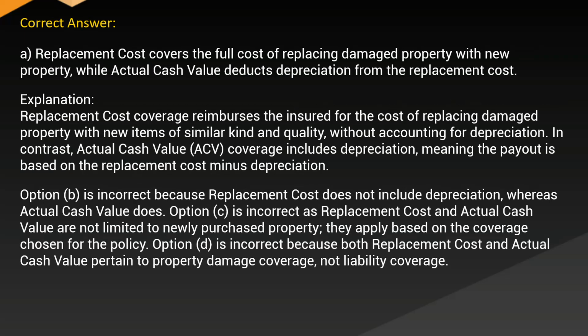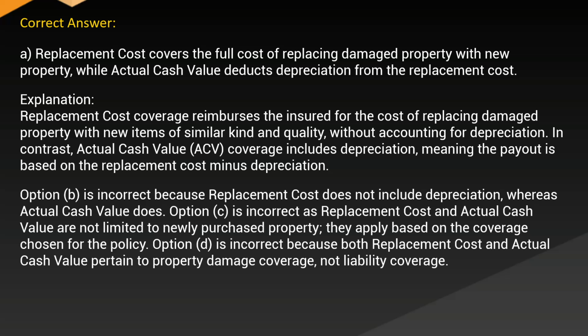Correct answer: A. Replacement cost covers the full cost of replacing damaged property with new property, while actual cash value deducts depreciation from the replacement cost. Explanation: replacement cost coverage reimburses the insured for the cost of replacing damaged property with new items of similar kind and quality without accounting for depreciation. In contrast, actual cash value, ACV, coverage includes depreciation, meaning the payout is based on the replacement cost minus depreciation.